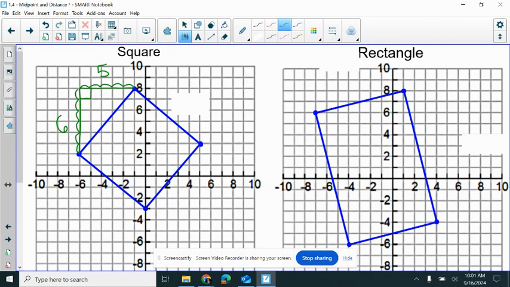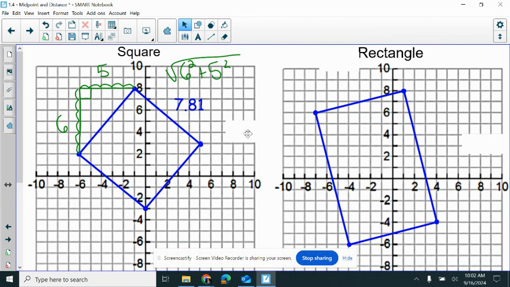And we just use those two numbers in the Pythagorean theorem. So I do the square root of 6 squared plus 5 squared. When we type that into our calculator, we get 7.81. So again, because this is a square, if one side is 7.81, all four sides are 7.81.